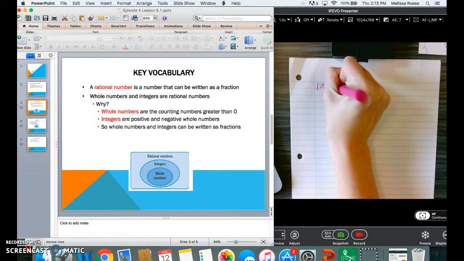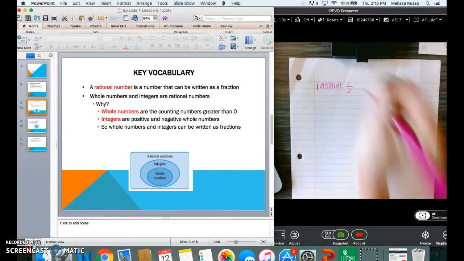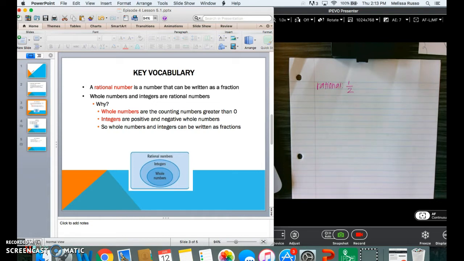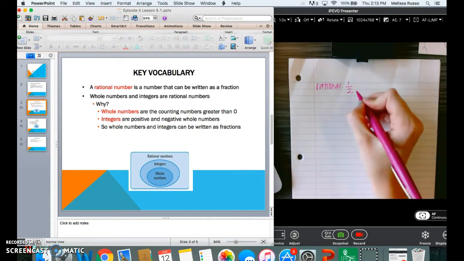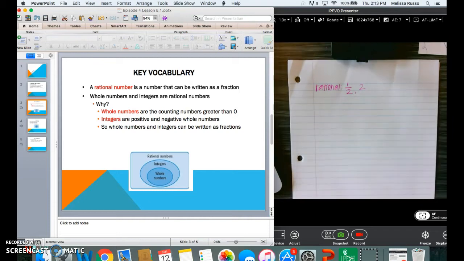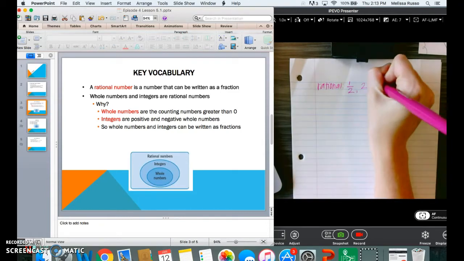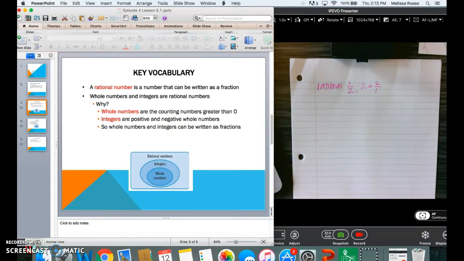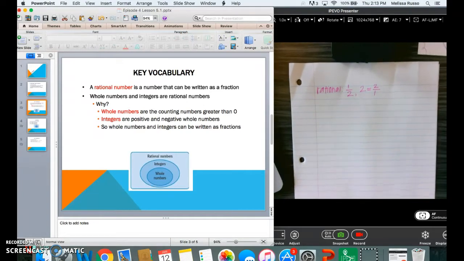Well, obviously fractions can be written as fractions, right? So 1/2 would clearly be a rational number, because that can be written as a fraction. Well, what about the number 2? Can I write 2 as a fraction? Because right now it's just a whole number. If I think about 2, I can actually write that as a fraction with a denominator of 1. So 2 is a rational number because it can be written as a fraction.